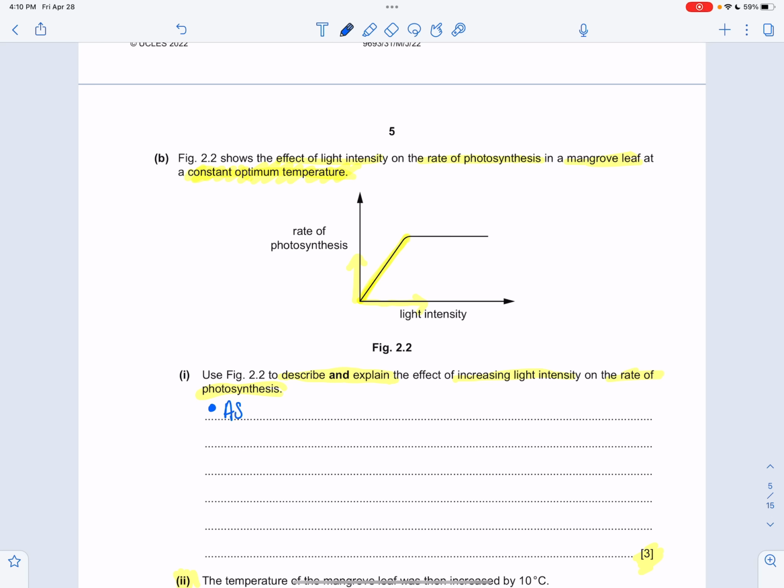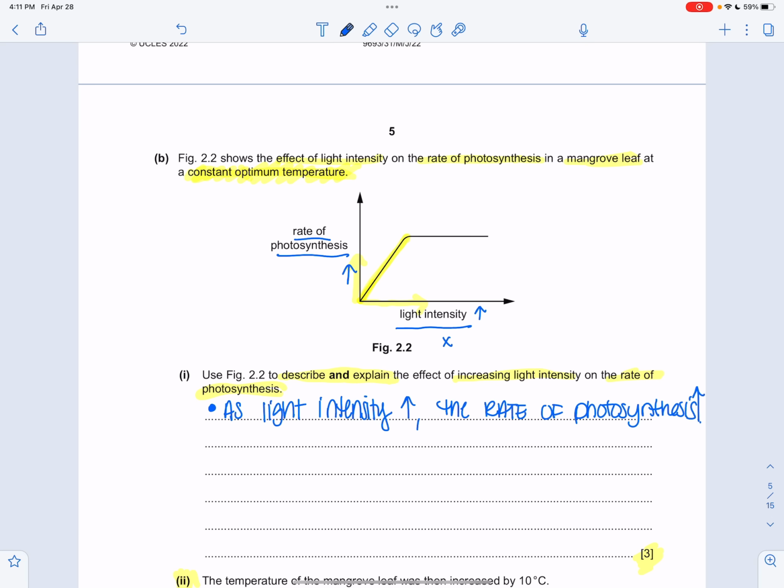The sentence stem I use is: as, insert x-axis, and then what it's doing, it's increasing. Then the y, insert name of the y-axis, and then what it's doing, it's also increasing. This is a positive correlation. As light intensity increases, the rate of photosynthesis increases. And we're not going to use arrows on our exam on Monday either. And then we need to say why.